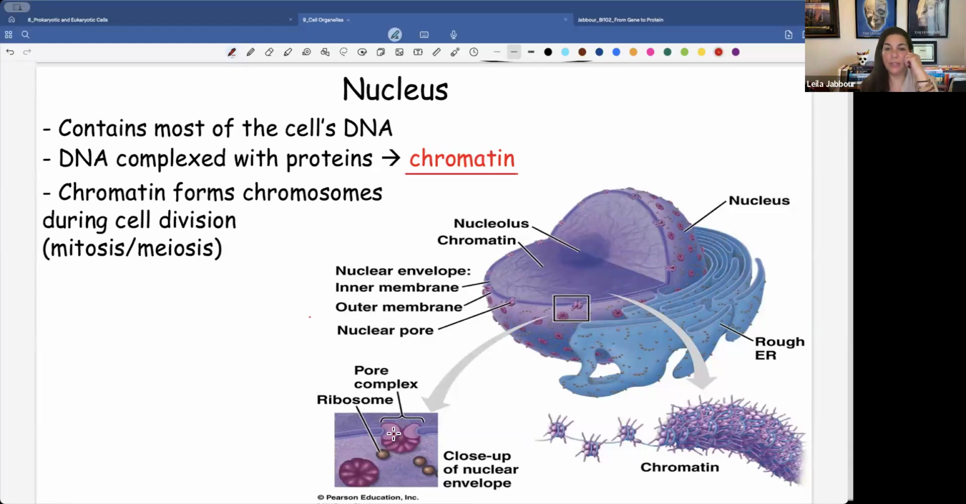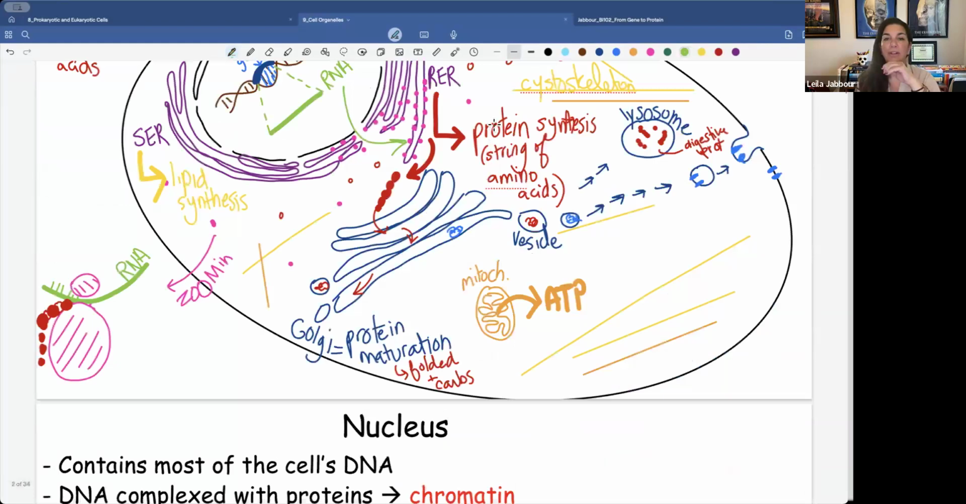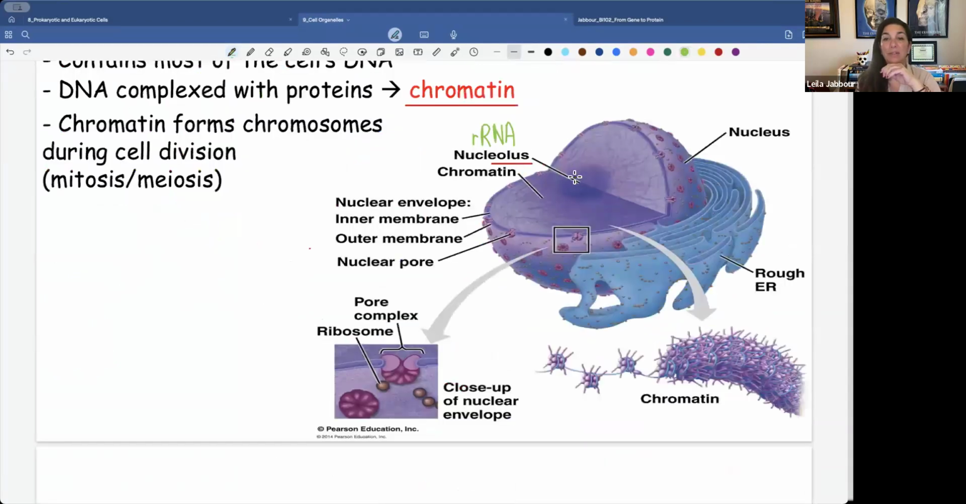So here's the nucleus, nuclear pore, and those ribosomes waiting outside the pore. Nucleolus happens to be a region within the nucleus. This is not an organelle. It's a region within the nucleus where you actually have something called ribosomal RNA. I think I used green for RNA, so I might as well do that. So ribosomal RNA is in the nucleolus, as opposed to DNA, which is in the rest, in the chromatin.